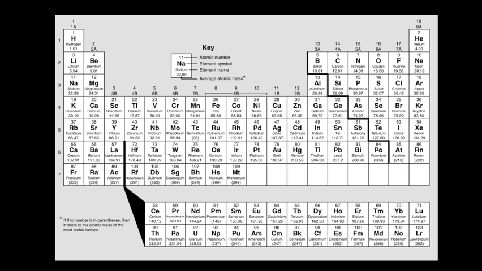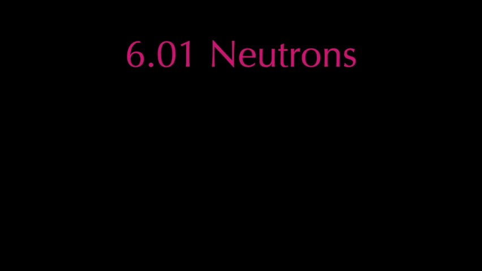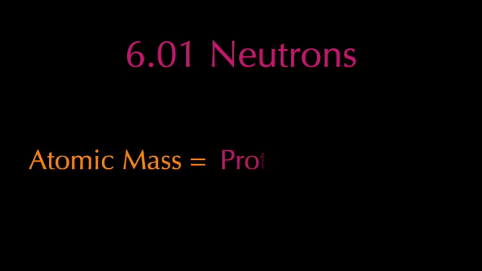Now, if you notice, by looking at the periodic table, the average atomic mass of most elements are not whole numbers. For example, if we take a look at carbon, the average atomic mass of carbon is 12.01 AMUs, or atomic mass units. We know carbon has 6 protons because that is the atomic number for carbon. Does that mean carbon has 6.01 neutrons? After all, the atomic mass of an atom is calculated by adding up the protons and neutrons.